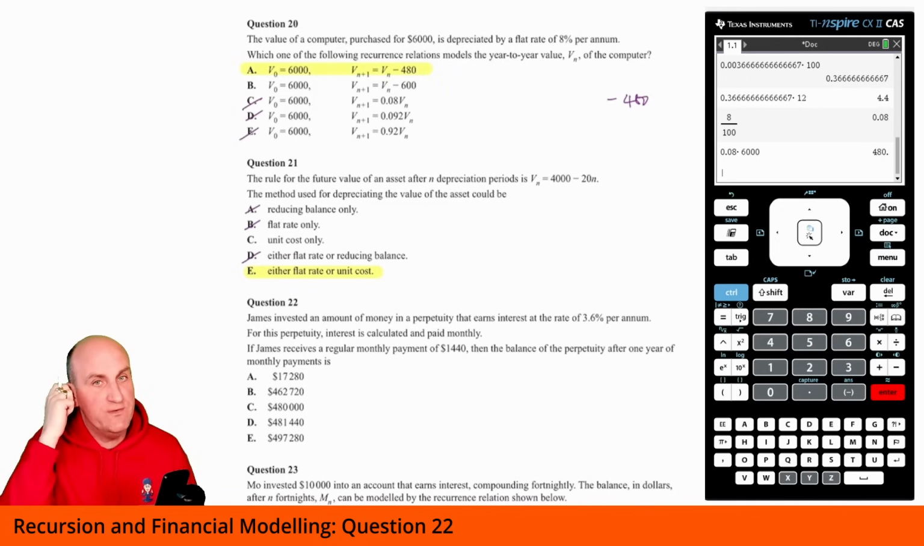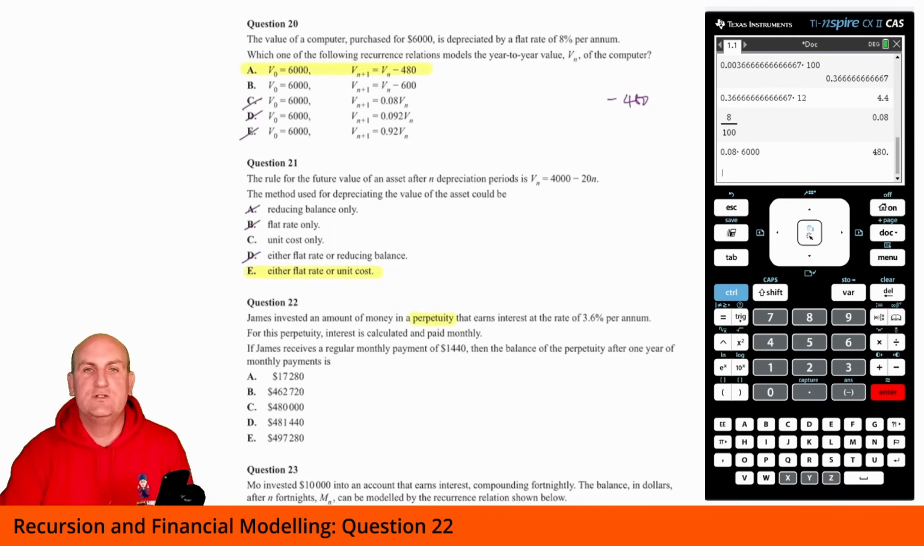Question 22. James invested an amount of money in a perpetuity. VCAA last year were very unpleasant, I think, in their examiner's report, basically saying that they are surprised that so many students really do not understand what a perpetuity is. Basically, the money in the account never changes. Your principal value, your future value, exactly the same.